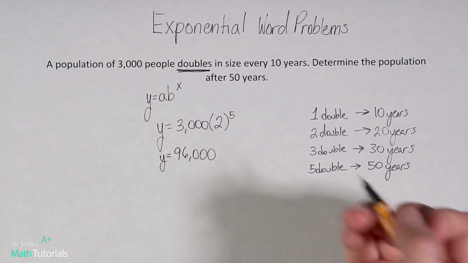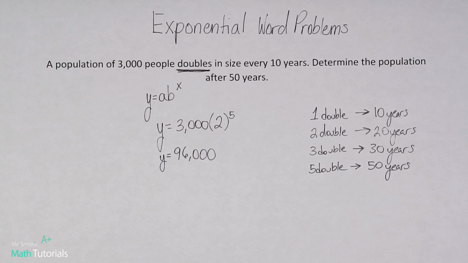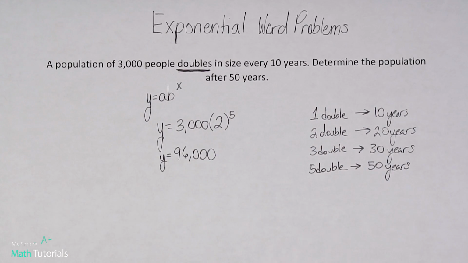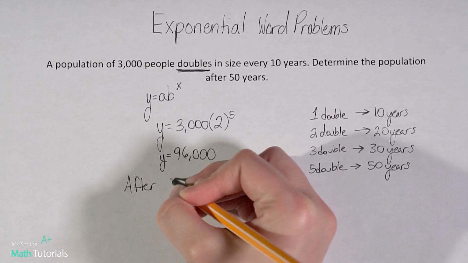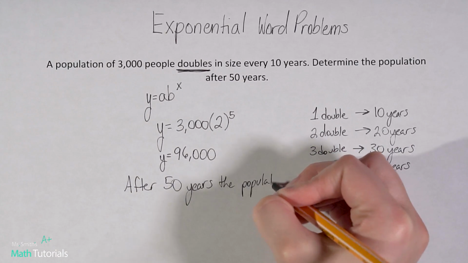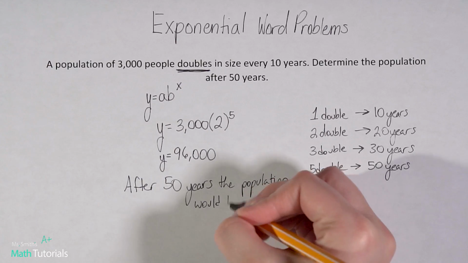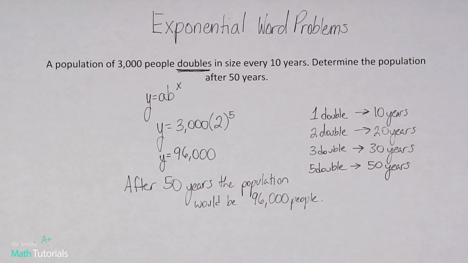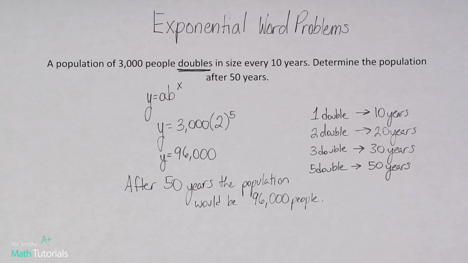Okay, so what does this mean? Because it's important not to just have an answer, but to really state what that answer means. So the answer would be, we're determining the population, so after 50 years, the population would be 96,000 people. Okay? Let's look at some more examples.